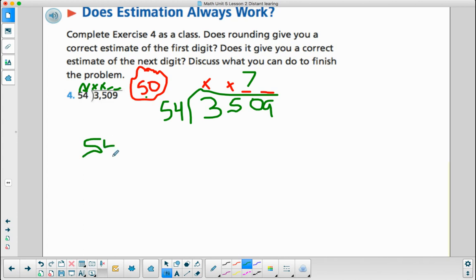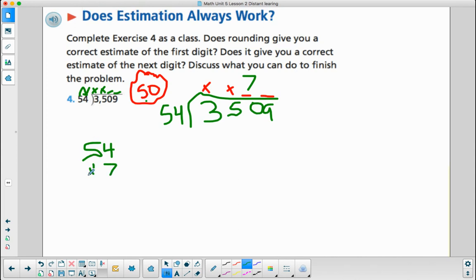7 groups of 54. My computer's getting wonky on me. 7 multiplied by 4 is 2 10s and 8 1s. 7 multiplied by 5 10s are 35 10s, plus 2 is 37 10s. So 7 groups of 54 is 378. Ding, ding, ding. I'm supposed to subtract that.